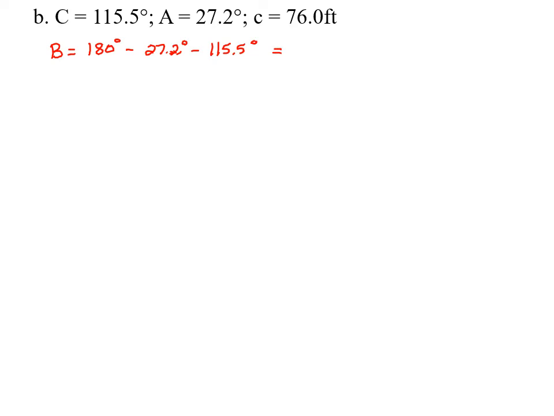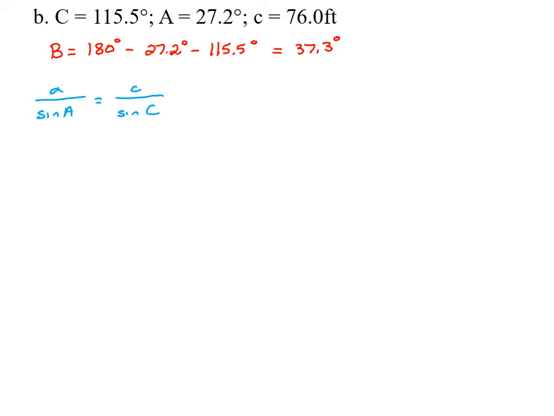So we go back to our calculator and do 180 minus 27.2 minus 115.5 gives me about 37.3 degrees. Then I just usually go in alphabetical order. So I'm going to find side a first. So I'll use a over sine A, because side a is what I'm looking for. And what do I know? Well, I know angle C and side c. So very much like the last one, I'm going to use c and sine C.